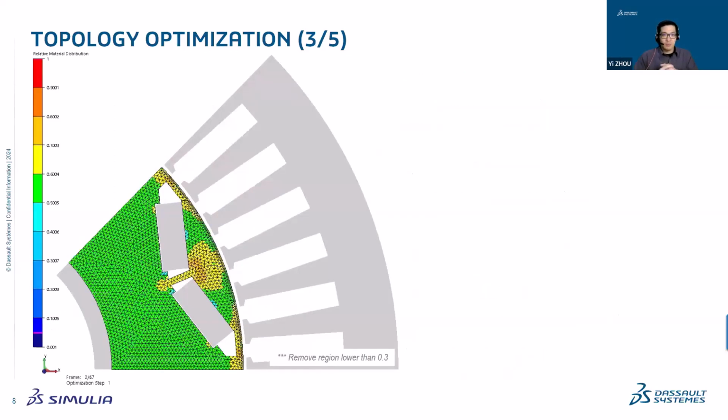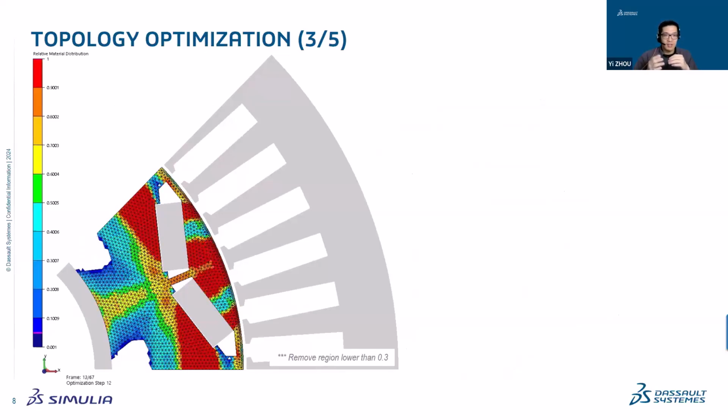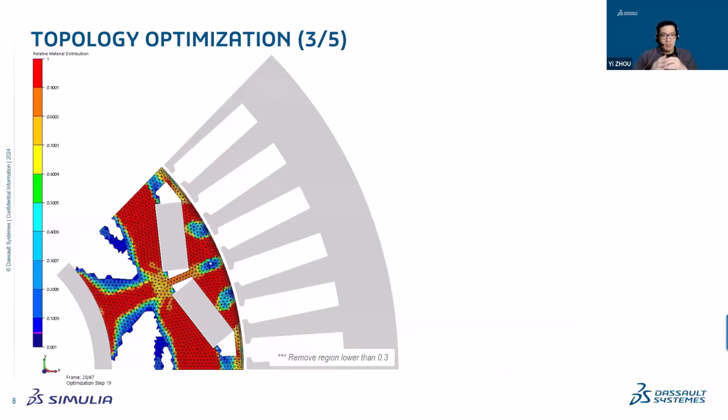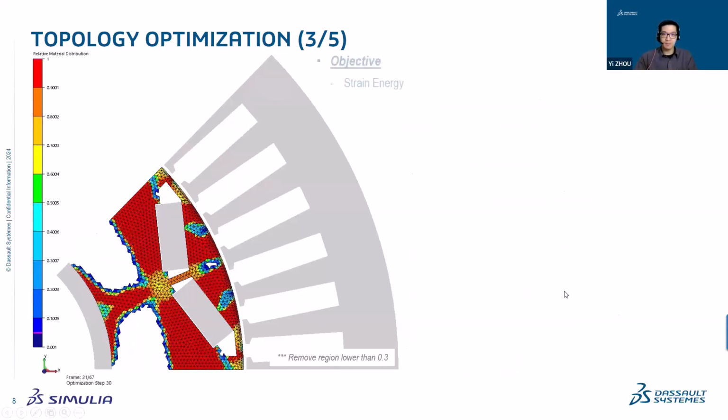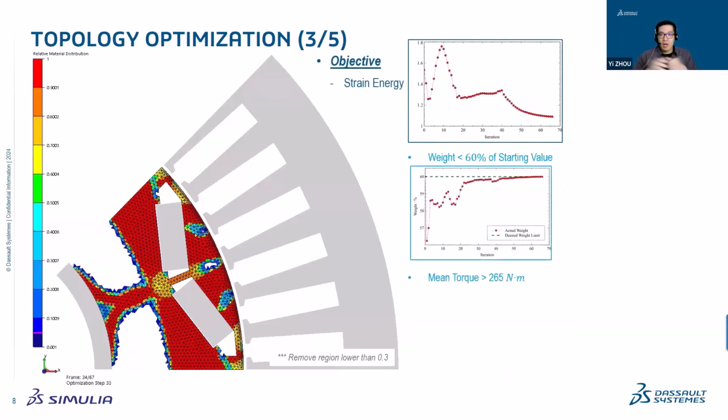Okay, so that is how the optimization looks. You see the region is changing, and the blue region is the region we want to reduce, and the red region is what we want to keep. So we somehow find the optimal design. Maybe you can see that it takes 78 steps. So this is how the process looks.